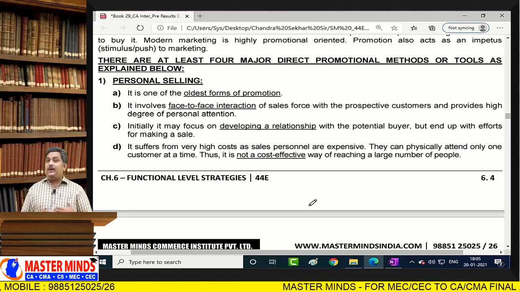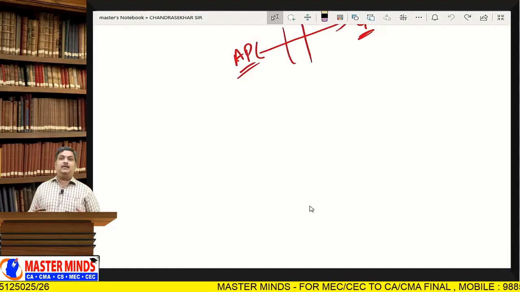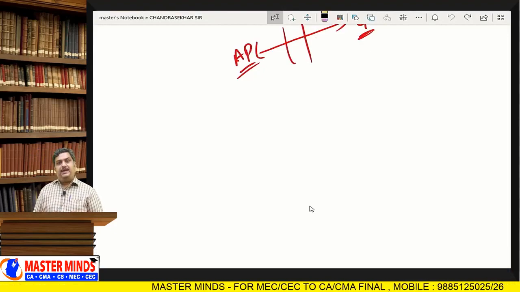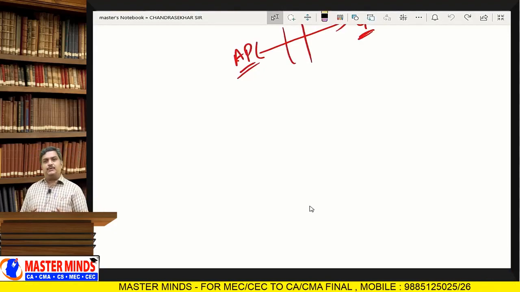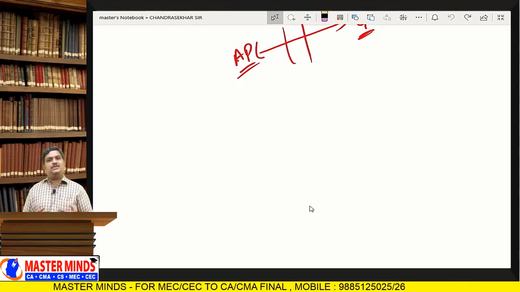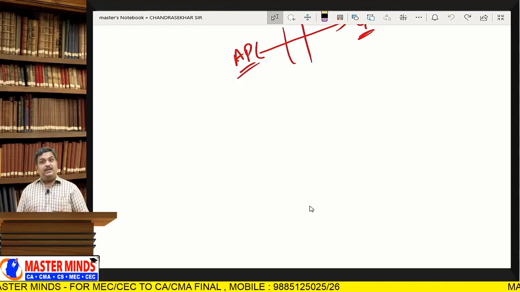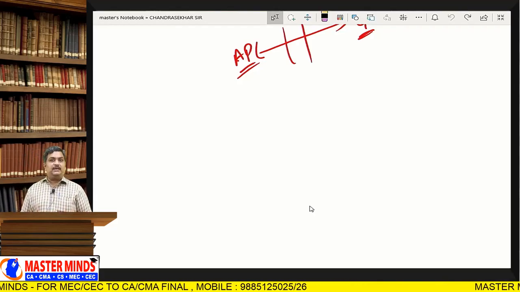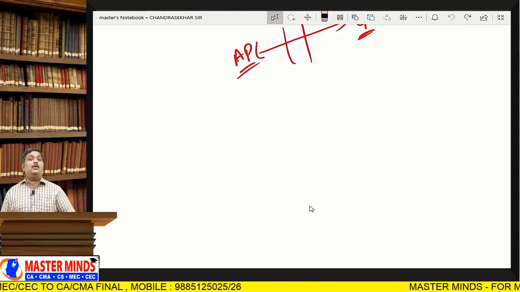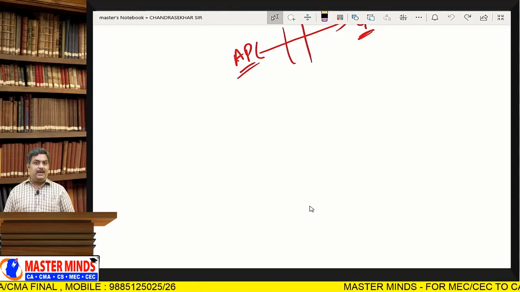The second one is advertising. Advertising implies mass marketing, where we advertise in TV, in newspapers, in radios. Today social media marketing also comes under advertising. This is again a very costly affair, but the outreach is very high. You can reach a large section of customers at a time using advertising methods.